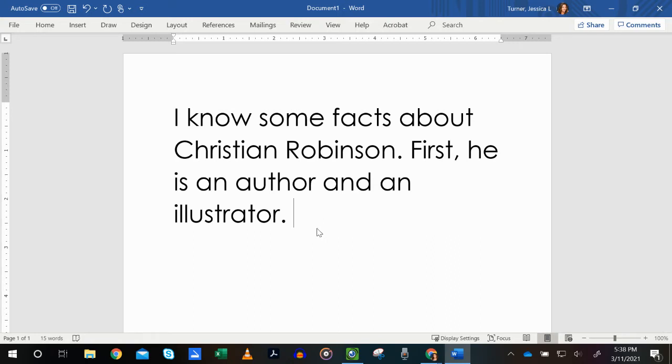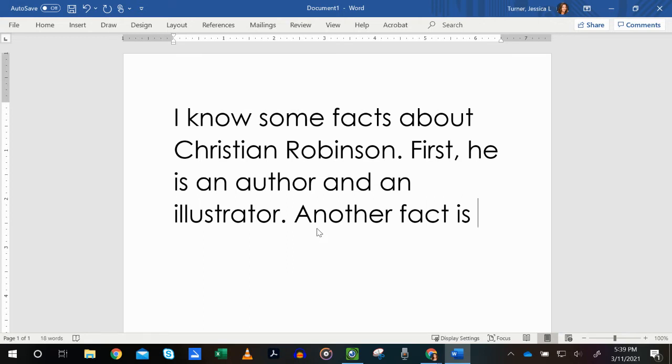Okay, let's get ready to write our next detail. How will we start this sentence? Always with a capital, but what words will we use? Another fact is, and we need to find something to say.